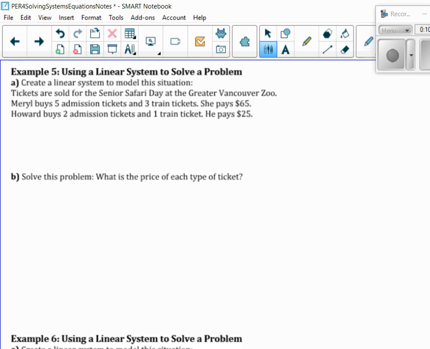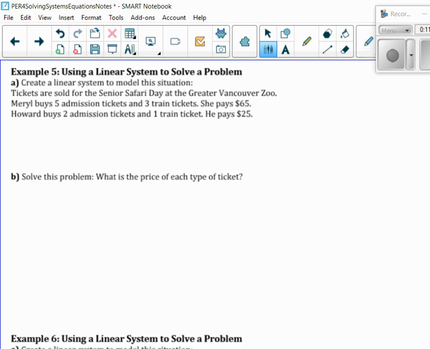So tickets are sold for the senior safari day at the Greater Vancouver Zoo. Meryl buys 5 admission tickets and 3 train tickets. She pays $65. Howard buys 2 admission tickets and 1 train ticket. He pays $25. What is the price of each type of ticket?